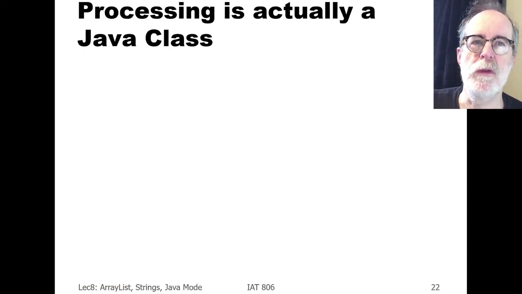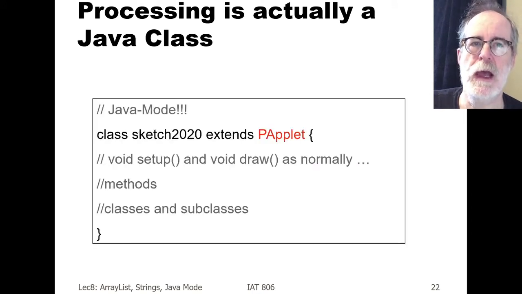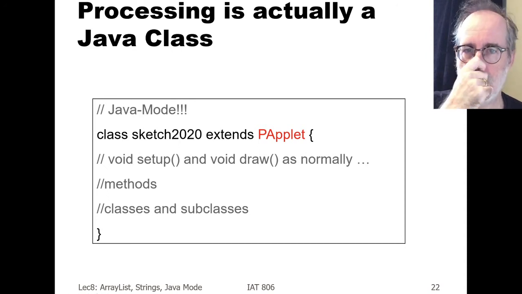So what's really going on underneath the covers is that processing is actually a Java class with a lot of stuff in it, but it's a Java class. And so when you fire up processing, by default, you get some kind of name for the processing code. It starts as sketch something, but you can change it. And what's going on is that processing is creating a class named that sketch name that extends PApplet. And PApplet is a class that has been defined by processing, hence P for processing.